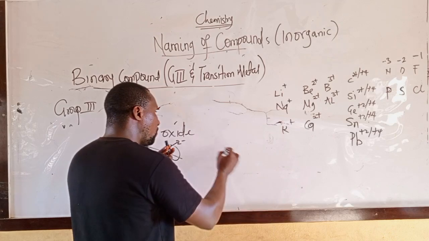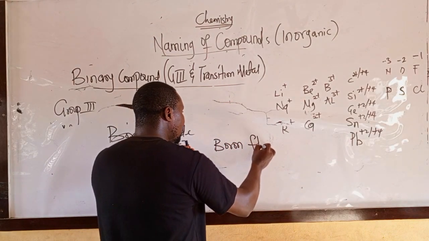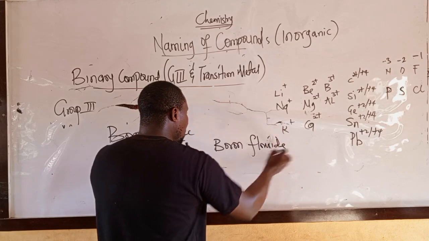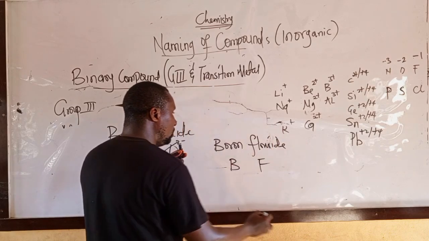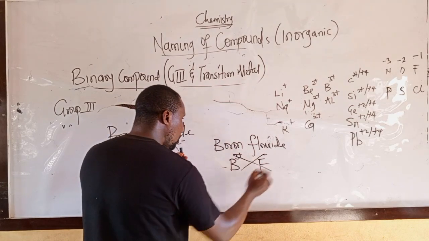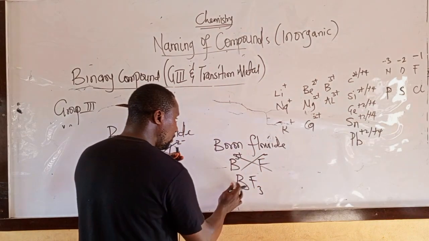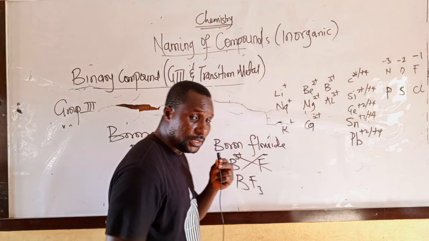If you have boron fluoride, that means boron and fluorine. Boron is +3. Fluorine is -1. What happened? Come here. The 1 comes here as 1, then F3. Boron fluoride, BF3, etc.